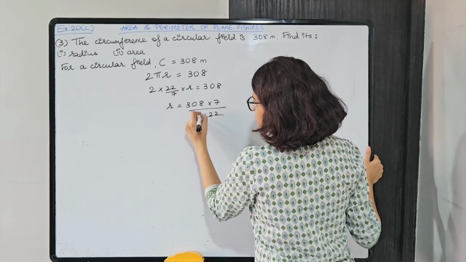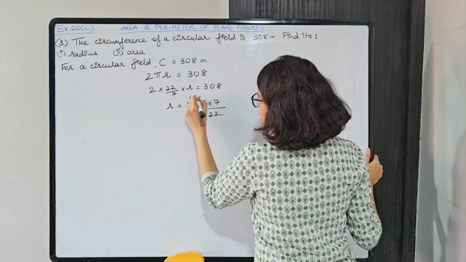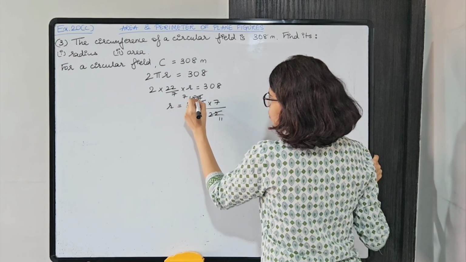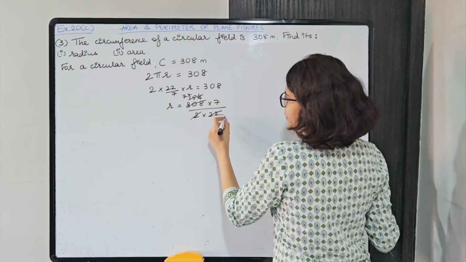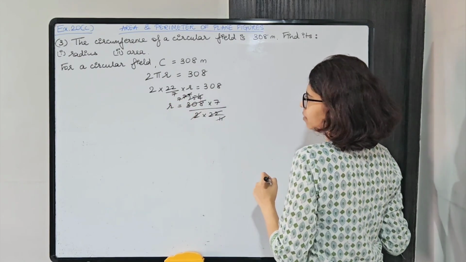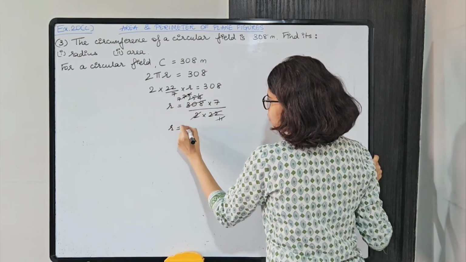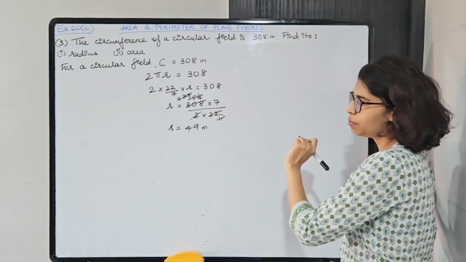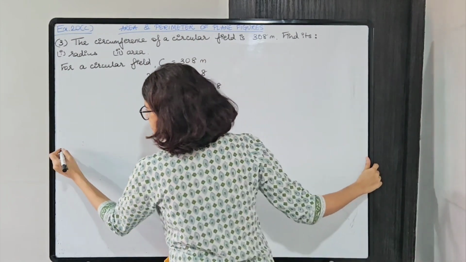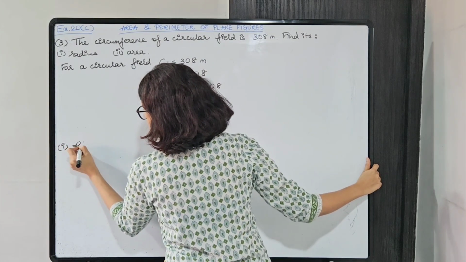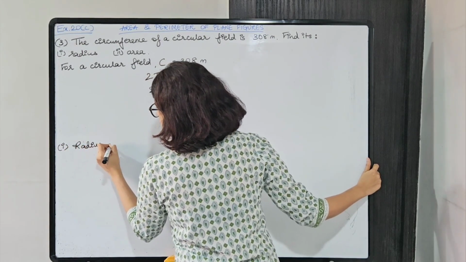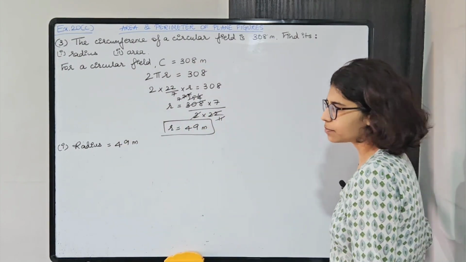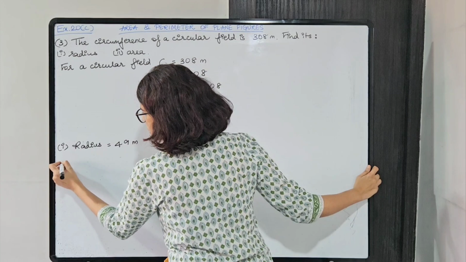2 11s are 22, 2 7s are 14. So 11 7s are 77. तो 7 into 7 हो जाएगा 49 मीटर. सर्कमफेरेंस मीटर में दिया है, रेडियस भी मीटर में होगा. डोंट फॉरगेट द यूनिट्स. तो फर्स्ट पार्ट मिल गया, रेडियस मिल गया, it is 49 meter. बॉक्स द आंसर. सेकेंड पार्ट एरिया फाइंड आउट करना है.